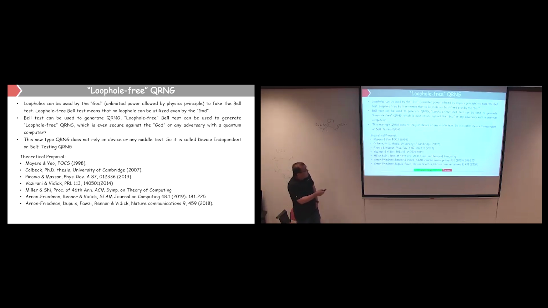Later on, there is a lot of theory. And Valerio also has a self-testing idea related to this one, but probably you ask for more, right? You require more for the device-independent QRNG. But anyway, the loophole-free Bell test can be used to generate a quantum random number generator.